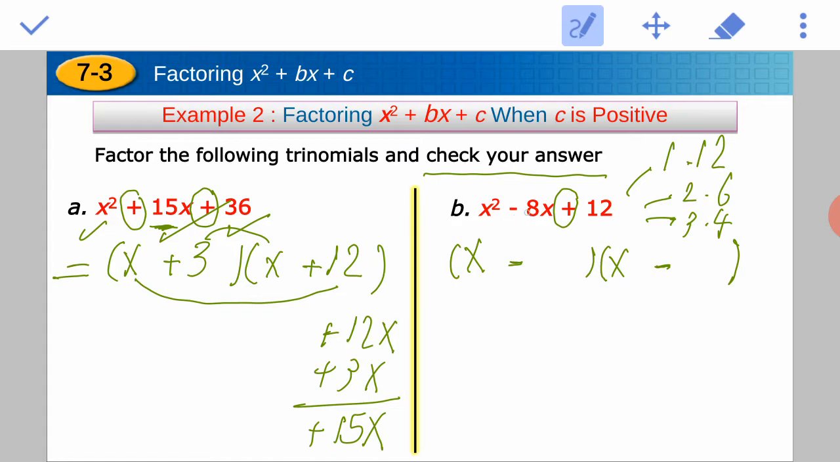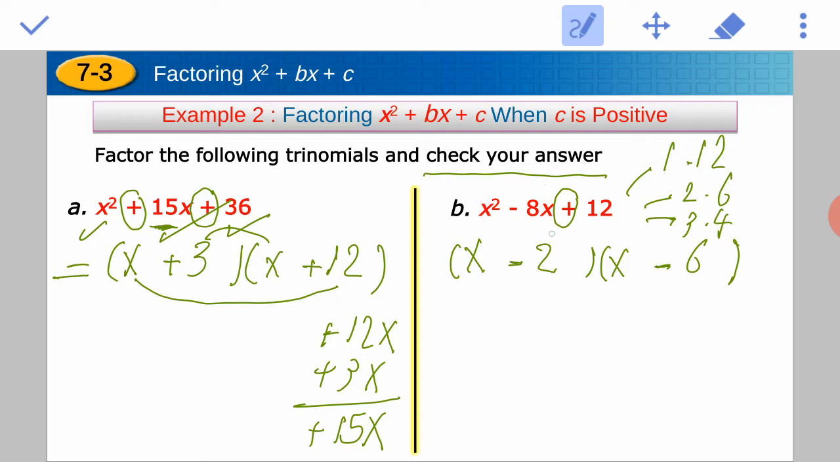Don't pay attention to the negative, just pay attention to the number. Which pair of factors their sum is 8? 1 and 12? No. 2 and 6? Yes, exactly. Where do I place the 2? Where do I place the 6? It doesn't make any difference. You can place the 2 anywhere and the 6 anywhere as well.